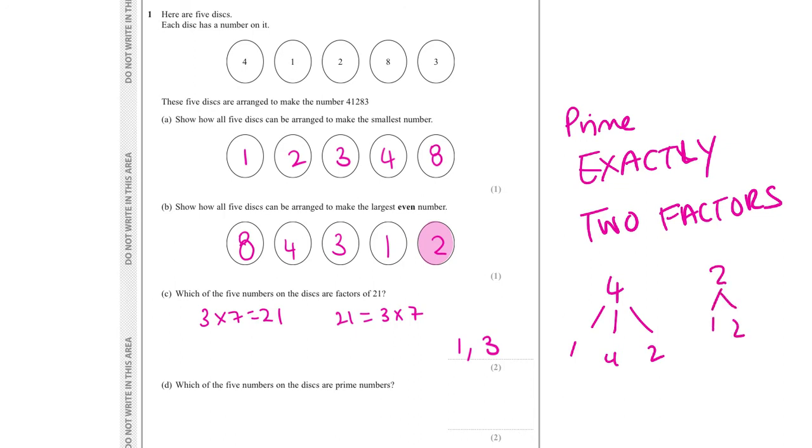How about the number 1? Is that a prime number? How many factors does 1 have? 1. What does a prime number have to have? Exactly 2 factors. So is 1 a prime number? No. Is 2 a prime number? Yes, it has 2 factors, 1 and 2. Is 3 a prime number? Yes. How do I make the number 3? 1 times 3. 4 is not a prime number because we figured out it has 3 factors, but also the only even prime number is 2. So 4 and 8 are automatically crossed out. So the only prime numbers are 2 and 3.